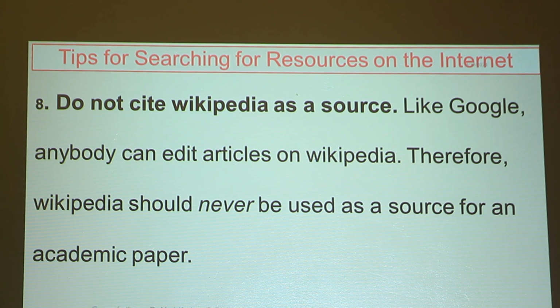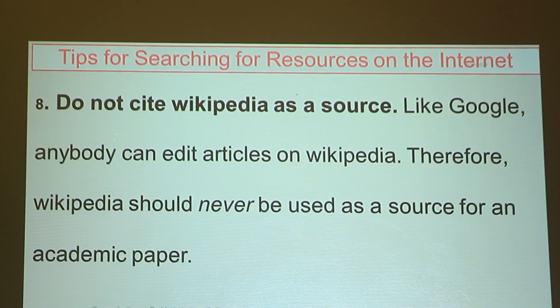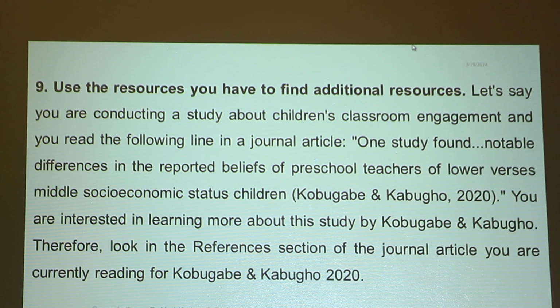Okay, we are continuing to look at the tips for searching resources on the internet. Just like I have already cautioned you on general Google, here we are saying that you should not cite Wikipedia as a source. Anybody can edit articles on Wikipedia. Therefore, Wikipedia should never be used as a source for an academic paper. Okay? Now, use the resources you have to find additional resources.